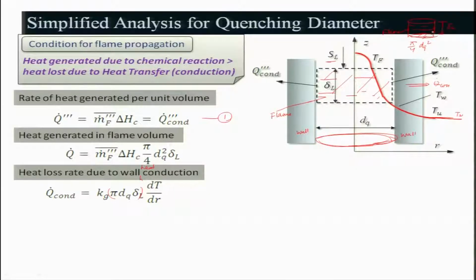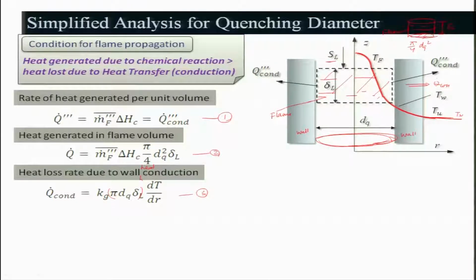Now, if I put equation 2 and equation 3 in equation 1, then I need to determine this dT by dr, which is quite difficult, because at this condition I will be looking at how much wall there is, and the profile. To find out this gradient at different r, of course I can look at it, but how will I do that? We will be doing an approximation.